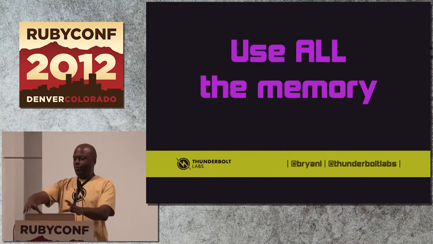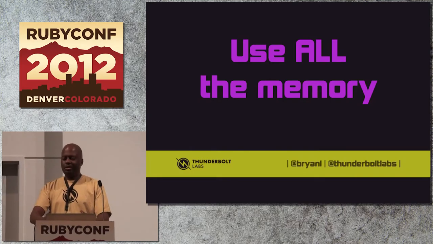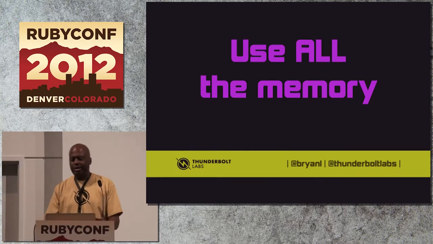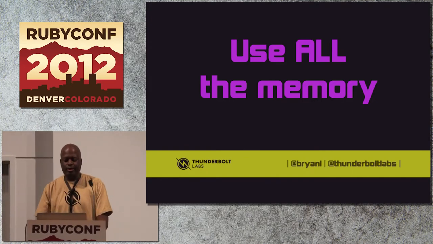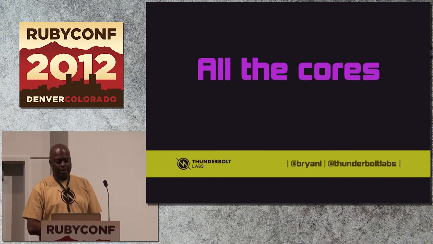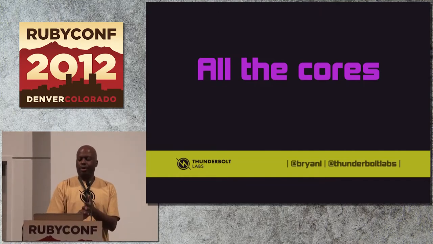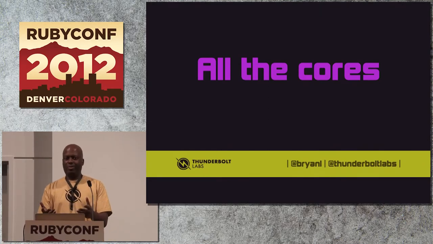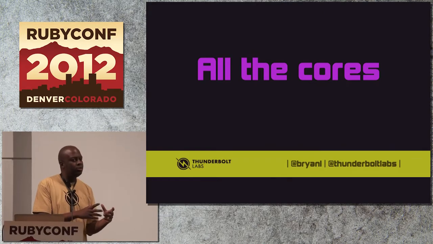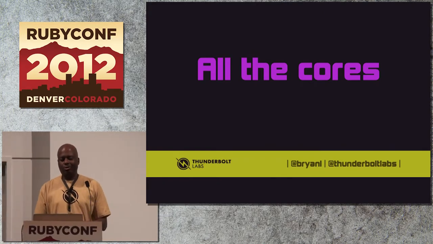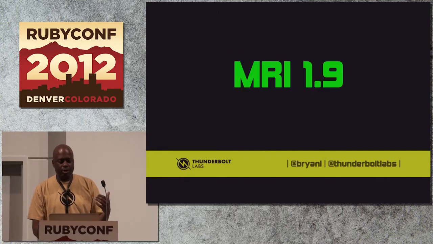Right here, I have one of these newfangled MacBook Pro Retinas, and I got it with 16 gigs of memory. I've never in my life said, I'm going to run a process on my Mac that will use all the memory in my box. I just wrote one. And another thing is, it uses all the cores. Not to pick on Rubinius or MRI, but MRI can kind of use all the cores, but the good old global interpreter lock limits you to one core. So let's dig into that.